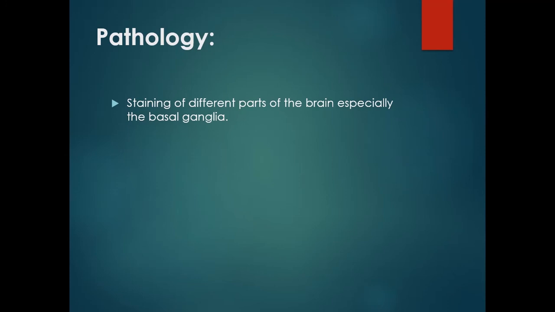The pathology: there is a staining of different parts of the brain by unconjugated bilirubin, especially the basal ganglia, the substantia nigra and putamen.